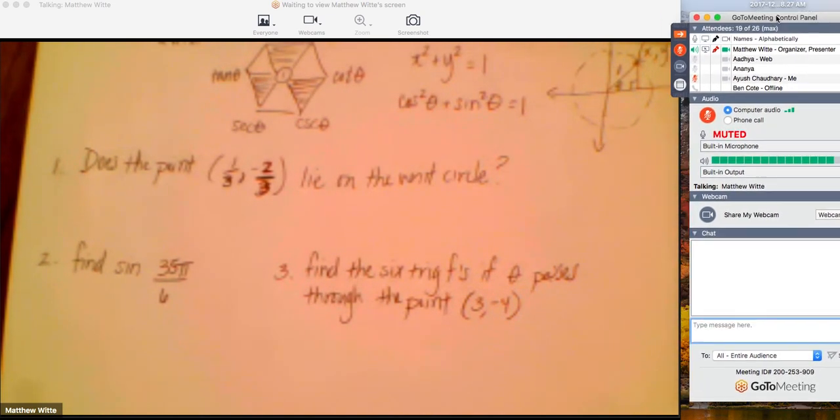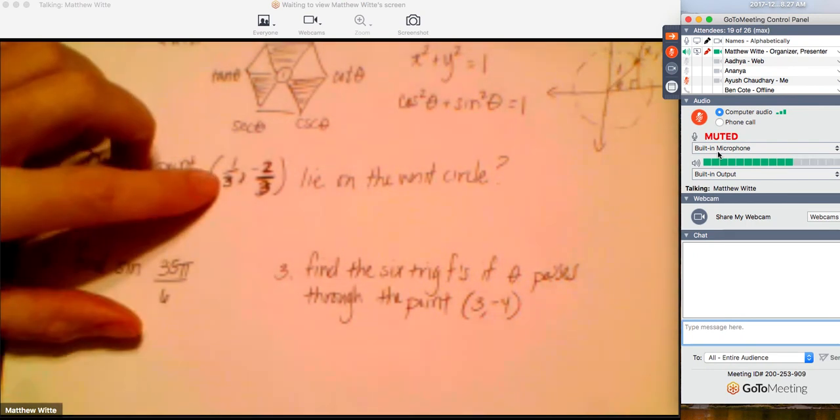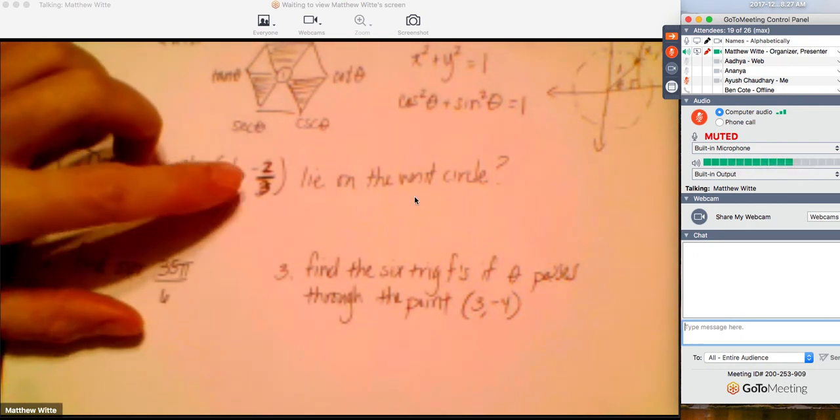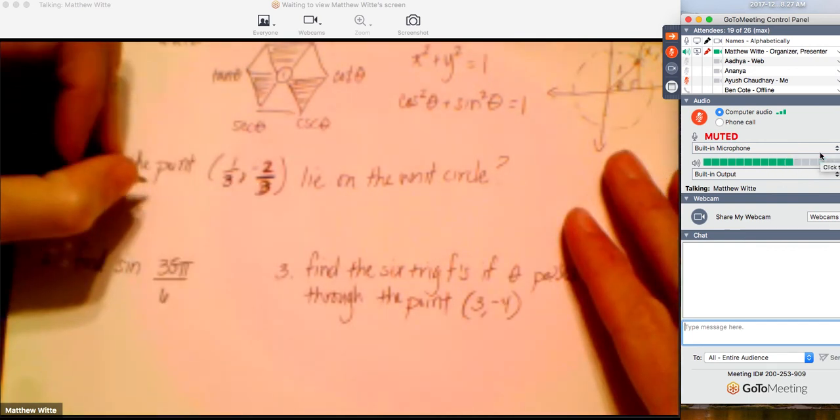and ask you if that point lies on the unit circle. So if you look here, does the point 1/3, comma, negative 2/3 lie on the unit circle? And you are expected to show your work.